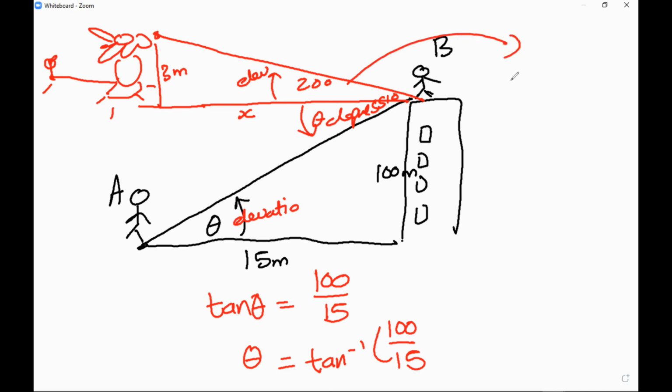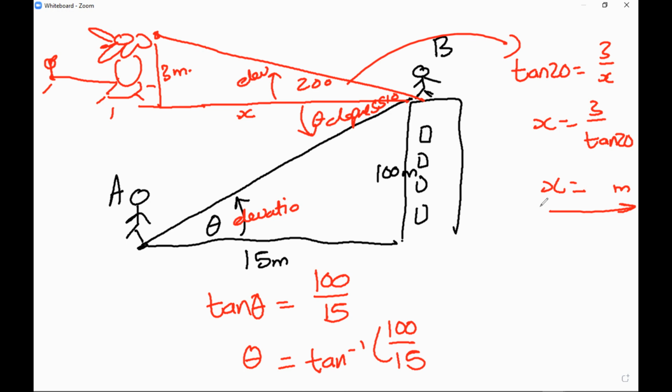So in this particular part here, we're going to use opposite over adjacent, which is tan. So we take tan of 20 equals 3 over x, and then x equals 3 over tan 20. We put both of those in the calculator, and then we've got the angle, and we've also got the distance in meters from the helicopter. That's 8.24.